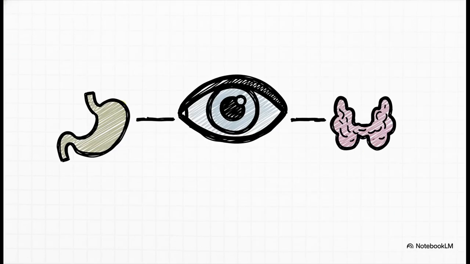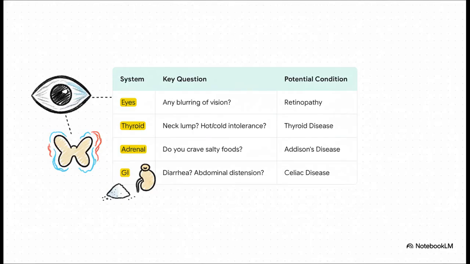Now, let's group a few things together that are often connected. We're going to check on the eyes, the gastrointestinal system, and also screen for a few other autoimmune conditions that sometimes like to hang out with type 1 diabetes. This table is a great way to think about it. We're using specific questions as keys to unlock potential related conditions. You ask a simple question like, any blurring of your vision? And immediately, you're thinking about retinopathy.